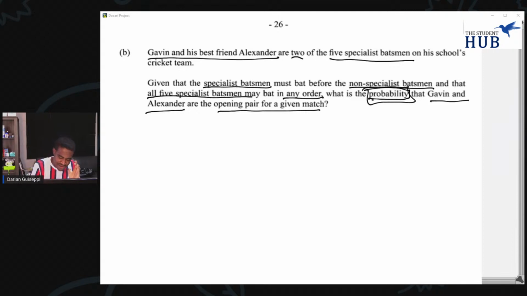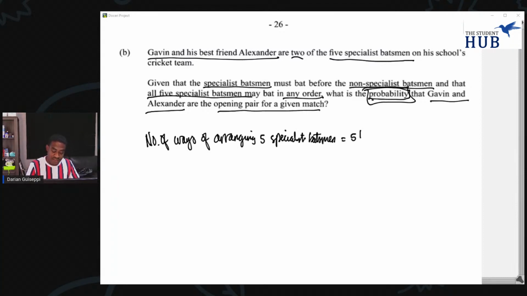So they want to find out the probability that Gavin and Alexander open for a given match. For sure, we know it's probability, and it's probability with regards to permutations here, because it's the order of the 5 specialist batsmen. So my first thing is to find, remember we say probability is the number of desired outcomes over the total number of outcomes, the total number of outcomes. The total number of outcomes would be the total number of ways of arranging the 5 individuals. So this is what I'm going to put down here first: the number of ways of arranging the 5 specialist batsmen.